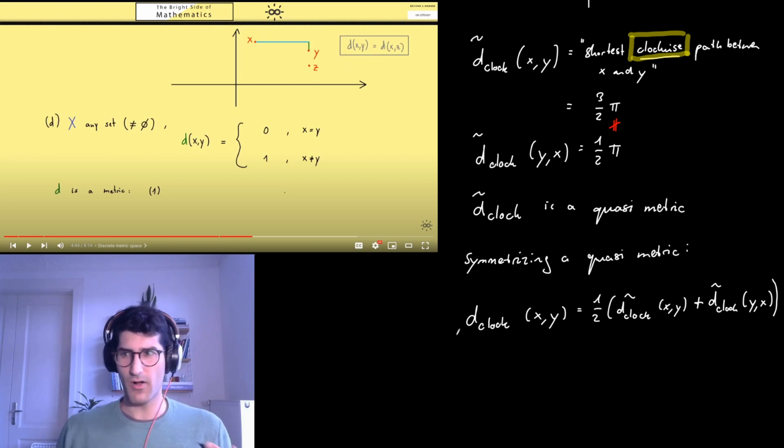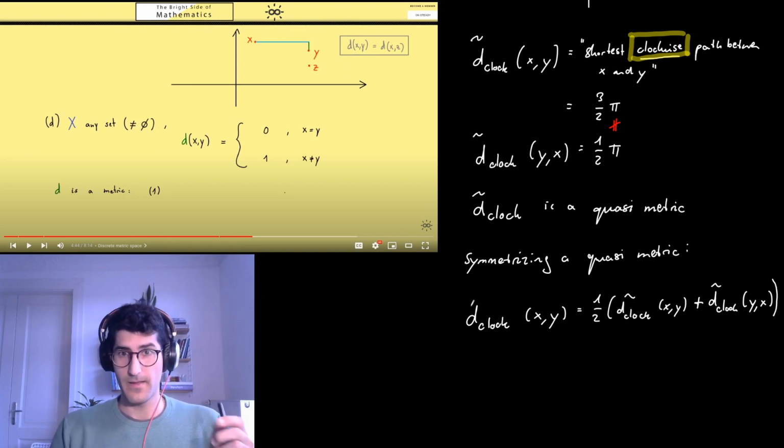This procedure you may also recall from linear algebra. If you have a matrix that is, well, not symmetric, so the transpose of the matrix is not the same as the matrix itself, by taking the arithmetic mean of the matrix and its transpose, if it's a quadratic matrix, of course, then we get a symmetric matrix. So the structure of what we do here, of this symmetrizing procedure, you may already know from linear algebra, and it finds also application here in our setting of symmetrizing a quasi-metric.